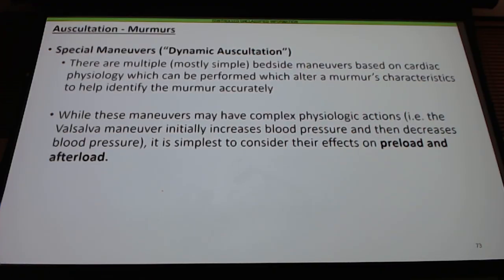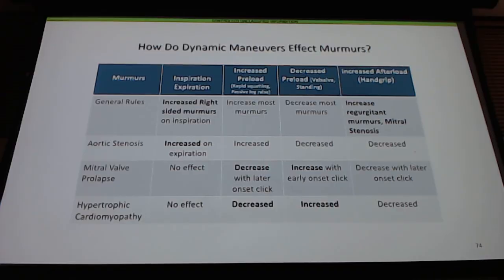And then we also talked about how you can do some dynamic maneuvers to help you determine different murmurs. And basically when we're doing dynamic maneuvers, we're just simply affecting the preload and the afterload. So we're just changing those things, and we're seeing how changing those variables affects the murmur that you hear. And this is a good chart to see what you would expect to happen as you do a dynamic maneuver.